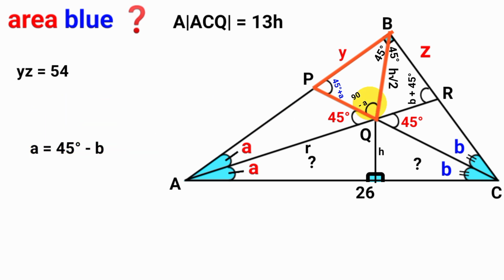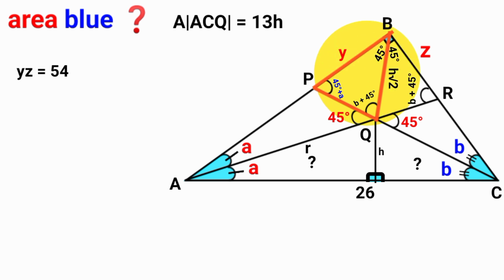If we replace this a with 45 degrees minus b, the angle is 90 degrees minus (45 degrees minus b). Minus into bracket 45 degrees minus b is minus 45 degrees minus minus b. Minus minus b is plus b. 90 degrees minus 45 degrees is 45 degrees. So it is 45 degrees plus b. This can be written as a.